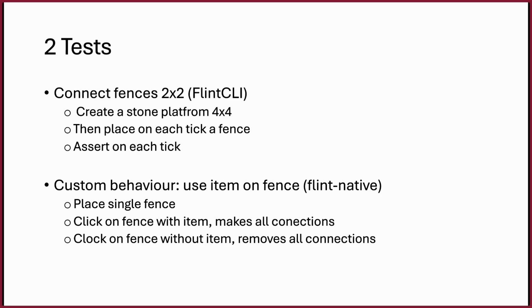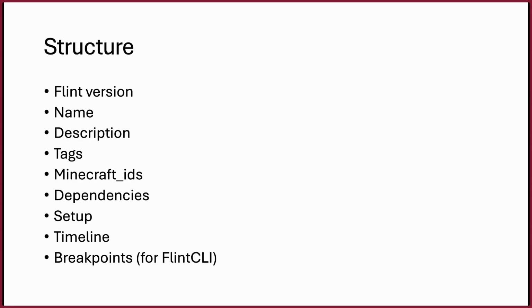But to write all these tests, we need to learn what a Flint test is and what the parts of it are. So we have a basic structure now. The basic structure is: we have a Flint version, a name, a description, tags, Minecraft IDs, dependencies, setup, timeline, and breakpoints. So to directly break it down, the Flint version: hopefully later, when you're watching this, we will have Flint versions, but currently it's ignored by everyone. But the plan is to run older Flint test versions if we have more and more functionality.